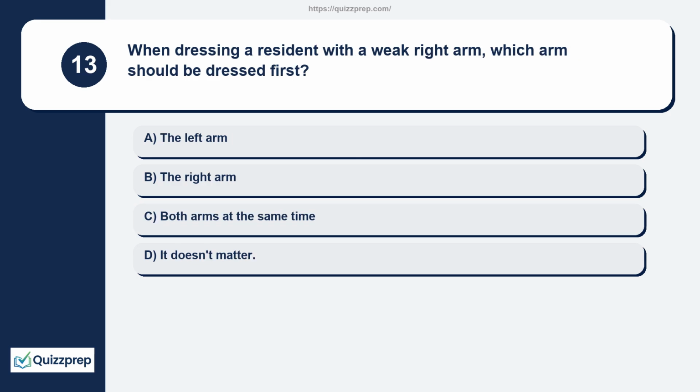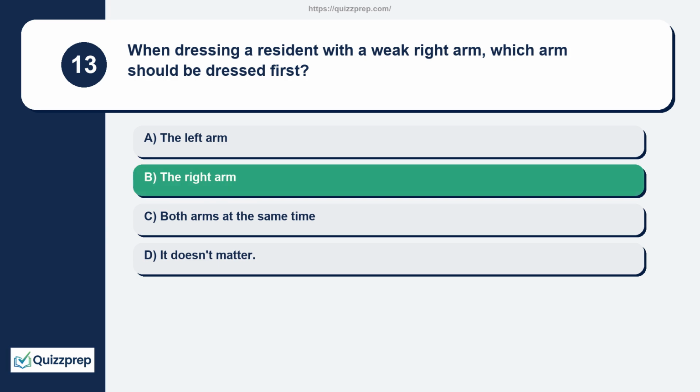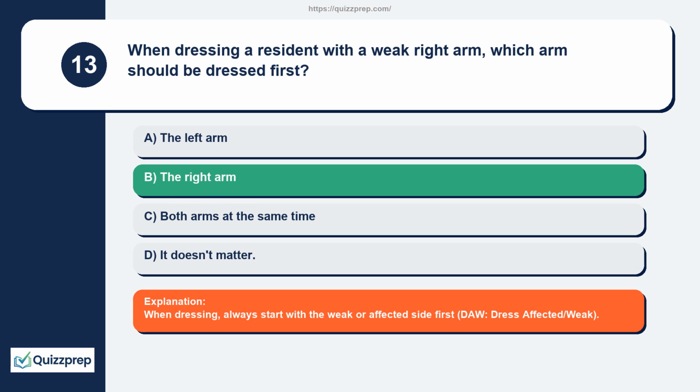Question 13. When dressing a resident with a weak right arm, which arm should be dressed first? The left arm, the right arm, both arms at the same time. It doesn't matter. When dressing, always start with the weak or affected side first. Dress affected, weak.